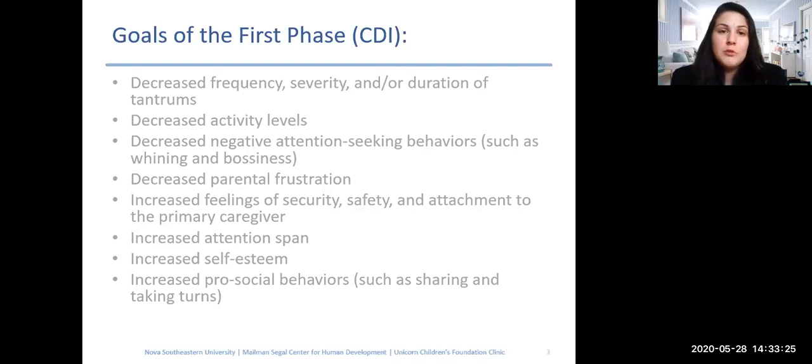Hopefully, we're hoping to decrease parental frustration, and we want to increase the child's feelings of security, safety, and attachment to the primary caregiver. And what we're hoping is as we are playing and engaging with the child and engaging in all these techniques, we'll see the activity level decrease because they're sitting with us for longer and they're attending longer to the activity that we're engaging in. And like I mentioned, you're going to end up seeing an increased level of self-esteem in your child. You're sitting back, you're letting them take the lead, and you're showing that you're interested. We also want to see an increase in pro-social behaviors, right? So we want to increase the ability to share and take turns.